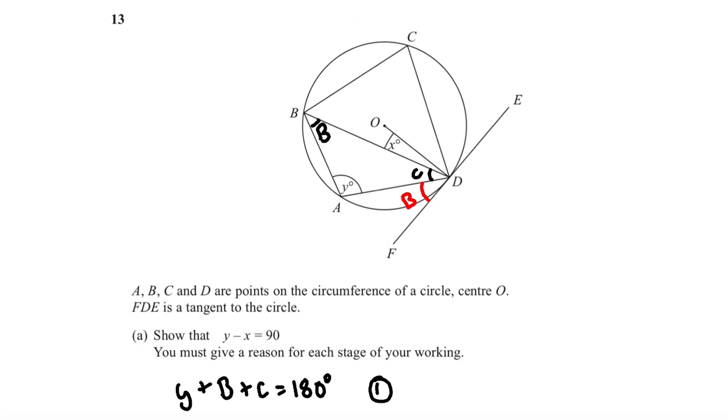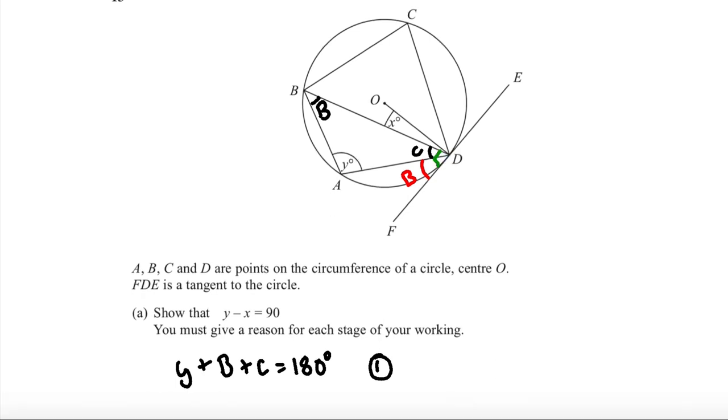According to the second circle theorem, whenever a radius and a tangent meet, it forms 90 degrees. Here is our radius, from O to D, and this is my tangent, E to F. It touches, therefore it forms 90 degrees, so I'm going to put a 90 degree sign right here. Now we can form our second equation: B plus C plus x equals 90 degrees. And that's equation number two.